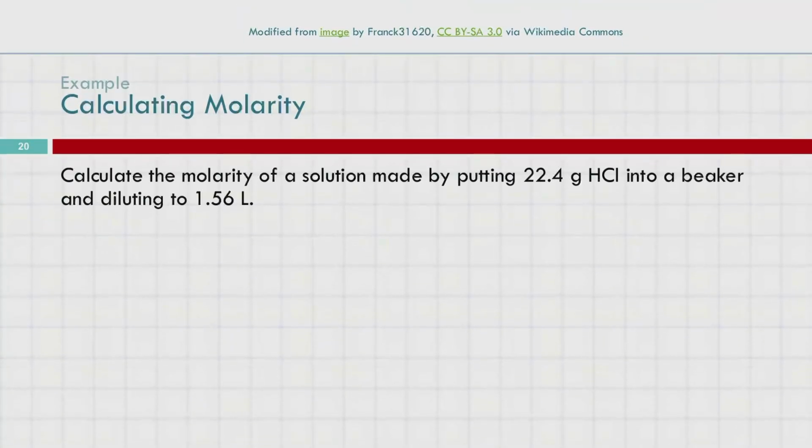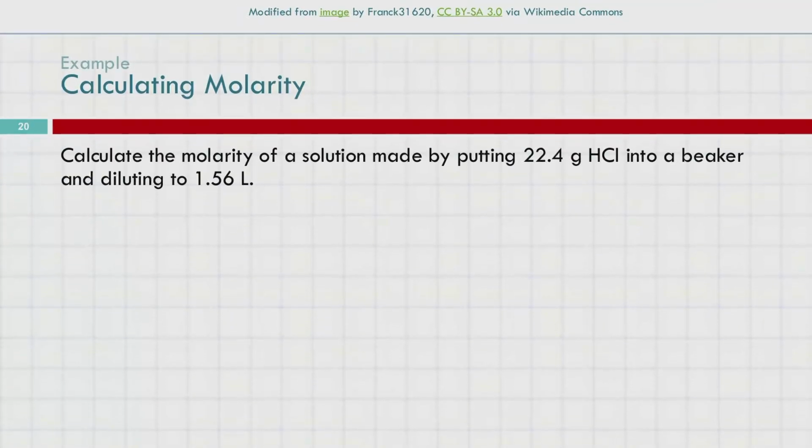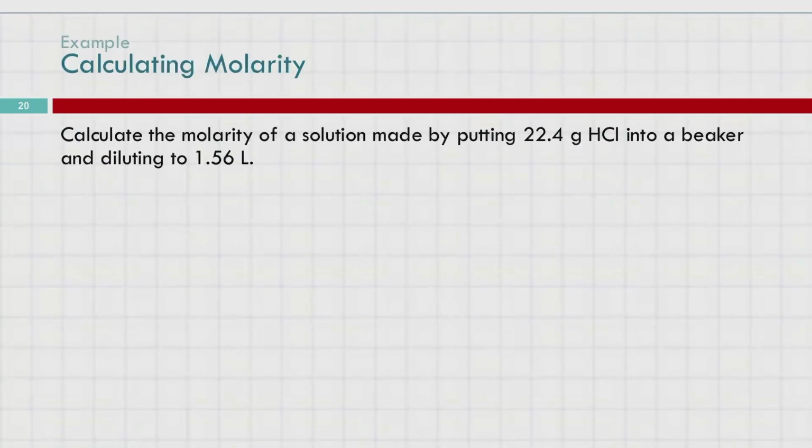Okay, so let's say that we're making up a solution. We just threw some stuff together. We want to calculate the molarity of a solution made by putting 22.4 grams of HCl into a beaker and diluting it up to 1.56 liters. Our equation for molarity is that molarity is moles over liters. The moles part is solute, and the liters is for the solution. The whole thing, everything all added together.